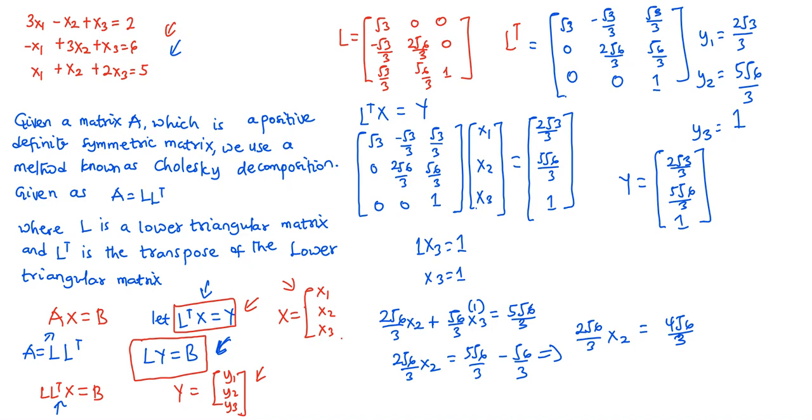Now let's find x2. x2 is equal to 4 root 6 on 3 times 3 over 2 root 6. This cancels out, and I have 4 root 6 on 2 root 6, which gives us a value of 2. So x2 is equal to 2. Let me write the values here. x1 we don't know yet, x2 is 2, and x3 is 1. Now let's find x1.